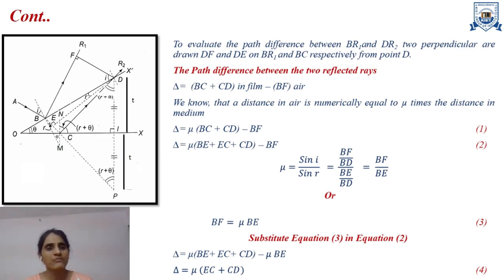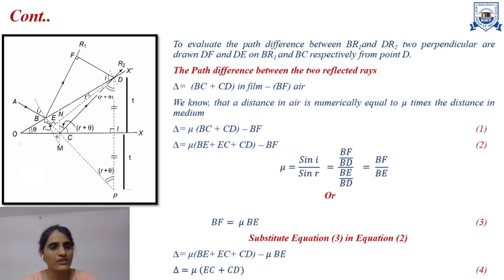Now in case of wedge shaped film, we will study the interference due to reflected light. In this case, first of all, I will explain the diagram completely, then we will evaluate the path difference in this wedge shaped film. If we see the diagram over here, OX dash is one plane surface, OX is another plane surface, and light from a monochromatic source falls on the upper surface of this wedge shaped thin film.